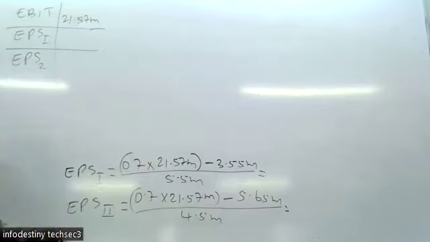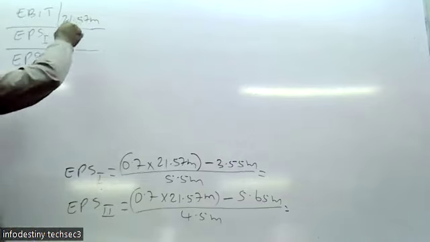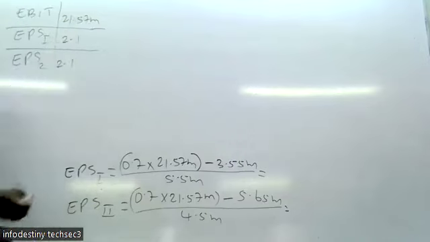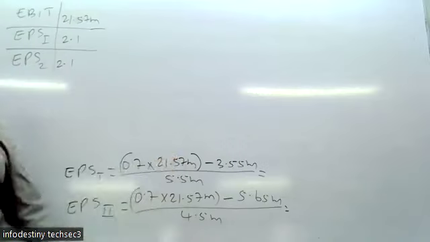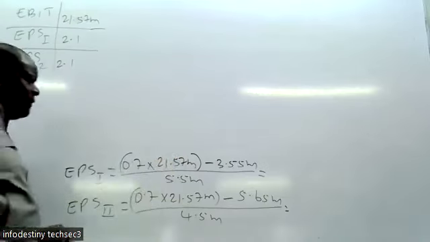Each one will be how much? Sorry? 2.1. They were the same. So I want you to get a half of 21.57. Just get a half of 21.57.